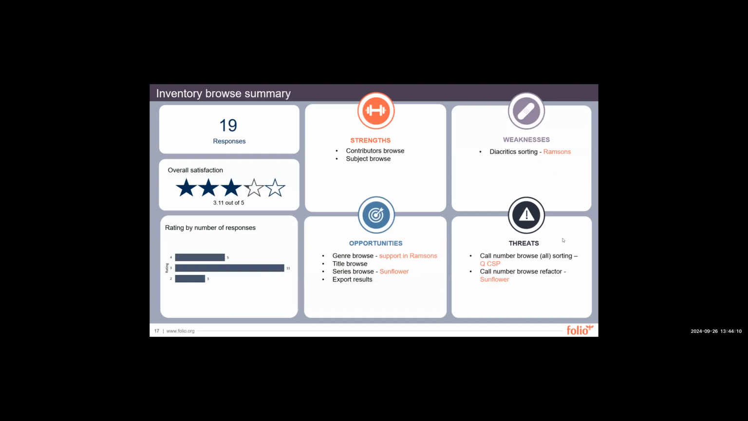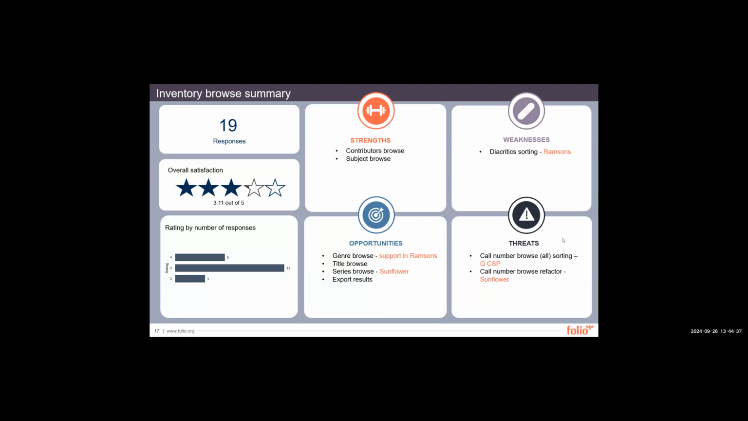Moving on to browse, we had fewer responses here, slightly fewer at 19, as well as a slightly lower satisfaction rating of 3.1 out of 5. In general, contributors and subject browse were called out as some strengths. Weaknesses, again, were diacritic sorting. And in opportunities, we had 3 new browse options that were noted: genre, title, and series.